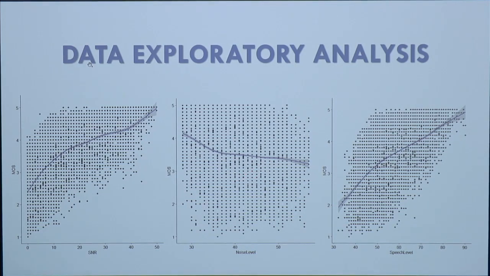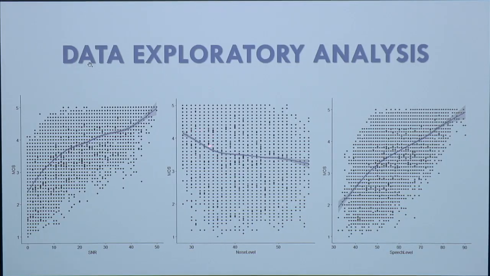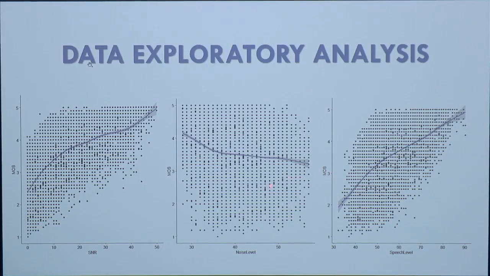So wait a minute, what is this? These are all 10 numbers and this is the average? Yeah, exactly. No, this is actually the MOS. What is that line and what are those dots? The line is the correlation between the two, the trend, how they vary together.